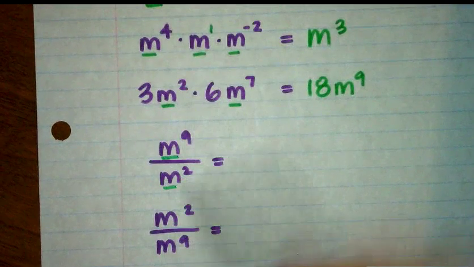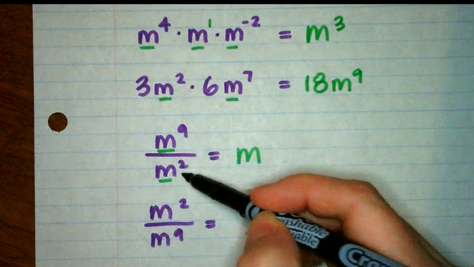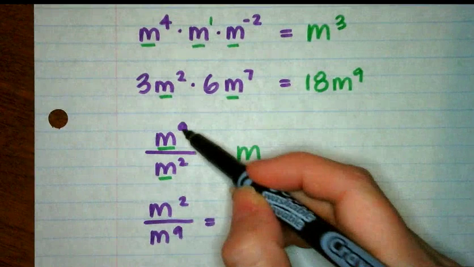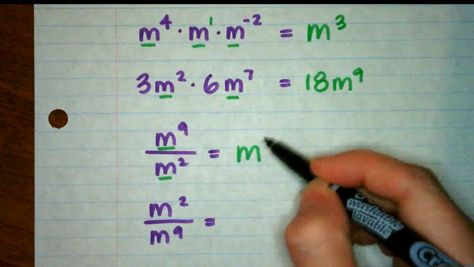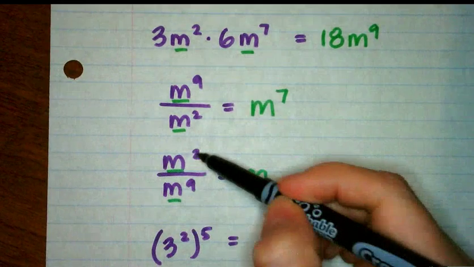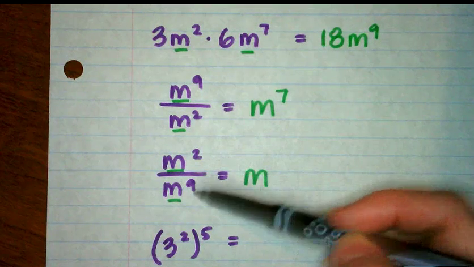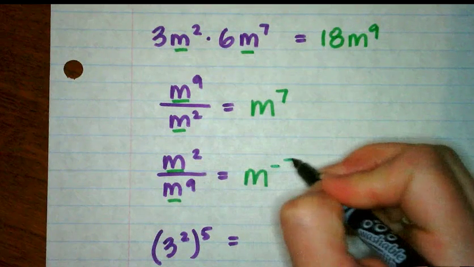When we divide, we subtract the exponents. If the bases are the same, it stays the same, and we are going to subtract the exponents. So if we do 9 minus 2, we will get 7. Again, the base stays the same and we subtract the exponents: 2 minus 9 is negative 7.